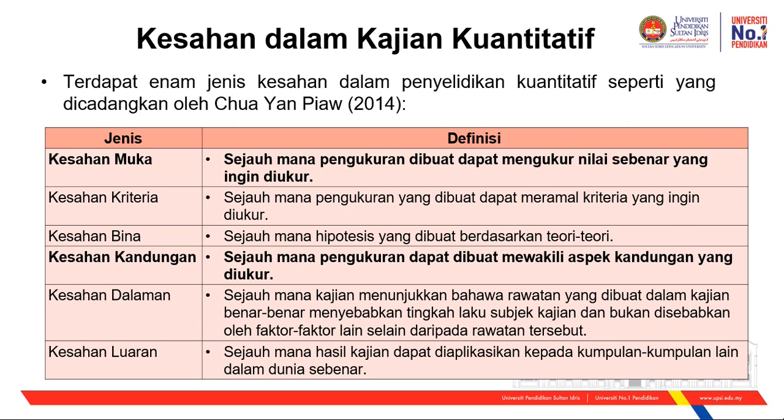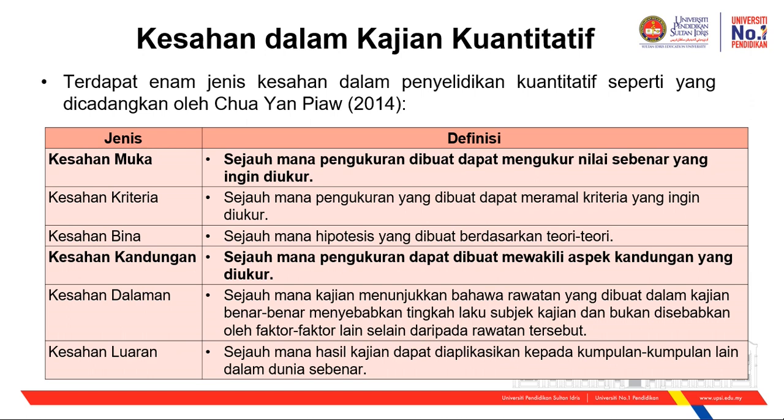Alright, so kesahan dalam kajian kuantitatif. Kesahan dan kebolehpercayaan is most of the time under the kajian kuantitatif. There are 6, terdapat 6 jenis. This is based on CHUA. So hopefully you're not just focusing on this reference, because out there there are so many references related to the kesahan dan kebolehpercayaan. So terdapat 6 jenis kesahan by CHUA, Yan Piao 2014. He said there are 6 jenis kesahan dalam penyelidikan, and kalau you tengok di luar, find the literature, there are so many more. So don't stick only to this reference.